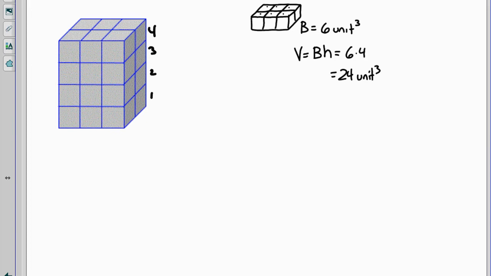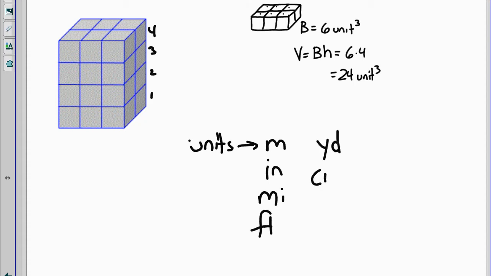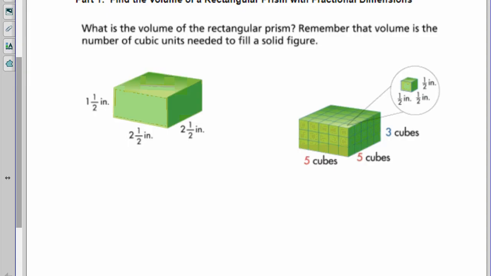Now, just to talk about this in the real world, our units could be anything, right? Our units could be meters, it could be inches, it could be miles, it could be feet, it could be yards, it could be centimeters, it could be cats, it could be pies, like in our little video we did today for Pi Day. It could be any unit of measure, although these are not standard units and we don't tend to use them. So now we're off to 6th grade math, and now we might have fractional dimensions.